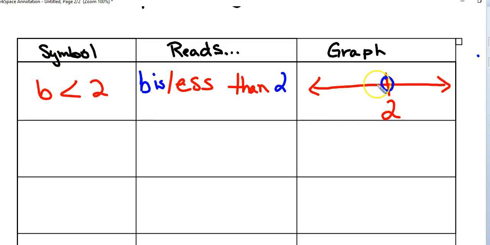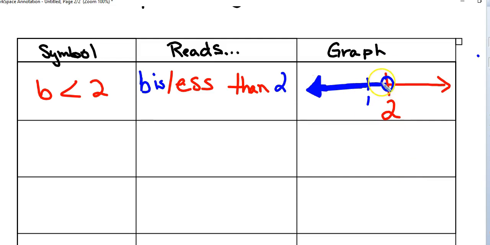So we would have to go in the other direction. We'd have to go to like 1 or 0, -1, all of the numbers to the left of 2. So we would draw that graph straight, and we'll include the arrow because we're not real sure what we're talking about here. So we don't know when to stop. We're just going to keep on going. All right.